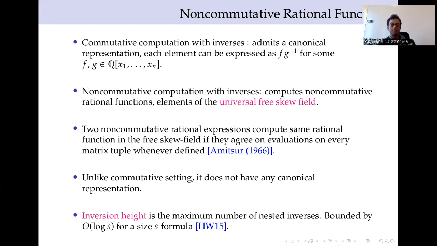Okay, so in the commutative setting, as we have seen, we can always express it as a ratio of two commutative polynomials. We can push the inverse gate to the top of the circuit, so we can think that there is only one inverse gate in our circuit or formula. But in the non-commutative setting, the number of nested inverses measures how complicated our rational function is. It depends on the number of nested inverses it has. And it was shown by Rose and Wigderson that if we consider a size s formula, we can bound the inversion height by order log s.